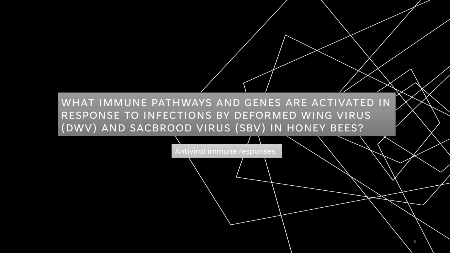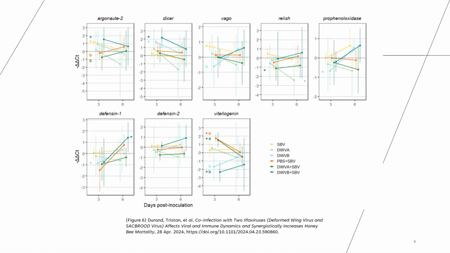virus in honeybees? In the study by Durand, adult bees were infected with deformed wing virus A or B and sac brood virus. They were tracked to measure foraging onset, survival time, virus load, and immune gene expression. The results showed that bees that were infected with deformed wing virus and sac brood virus activated the RNA interference pathway, with the genes Dicer and Argonaute-2 being upregulated, especially in deformed wing virus B and sac brood virus co-infection. The results portrayed that the JAK-STAT pathway was activated, including VAGO, which increased significantly with sac brood virus.